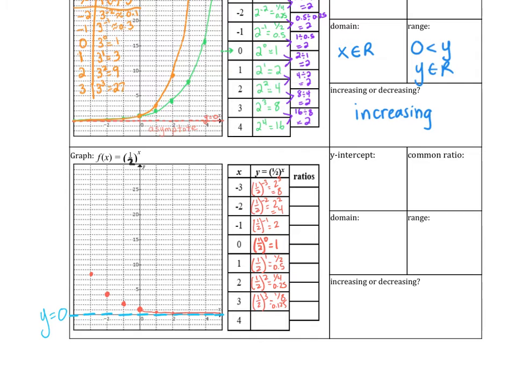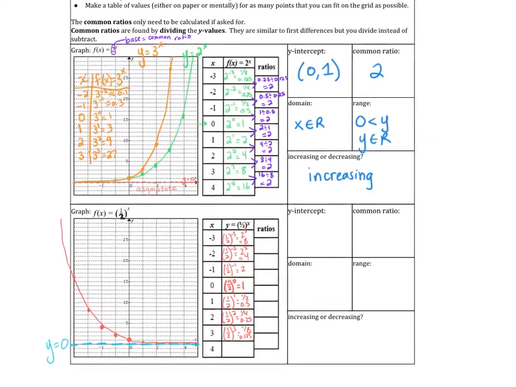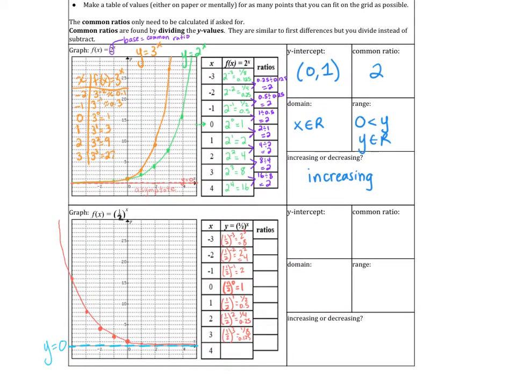The next one, if it was -4, the next one would be 16. And then the next one would be 32. So this side would go up. And you don't have to go off the grid, but I'm just going to go off the grid here for a second, because what I want to show you is take a look at the green graph, which is 2 to the x, and the red graph, which is half to the x, and take a look at the numbers.